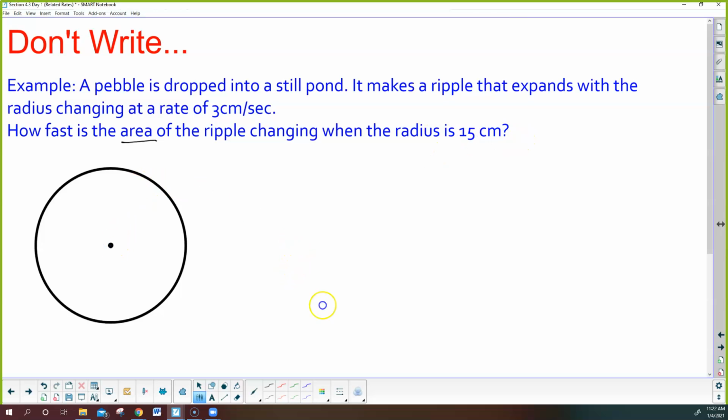So I'm going to draw a picture here. And we have my radius, and that's about it, right? Then we have area. So how fast is the area changing? Well, what do I know?